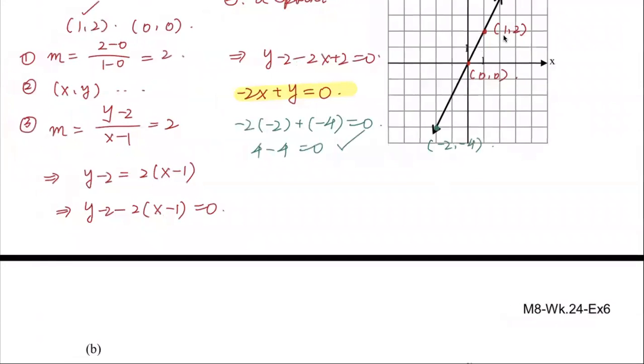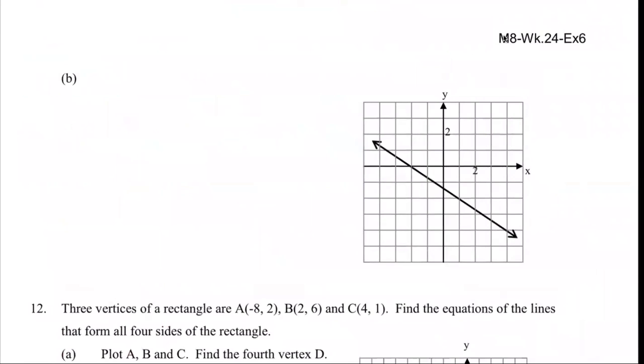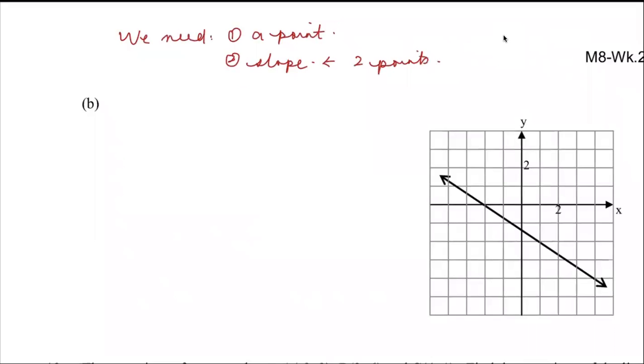Okay, that's part A. Part B. Again, we are given a graph, right? So we need to find, what do we need again? We need a point, and we need slope, right? And in order to find slope, we need 2 points. So basically, we just need to find 2 points.